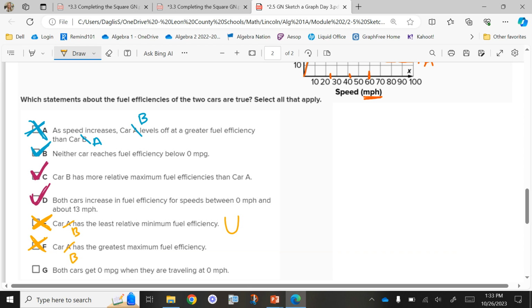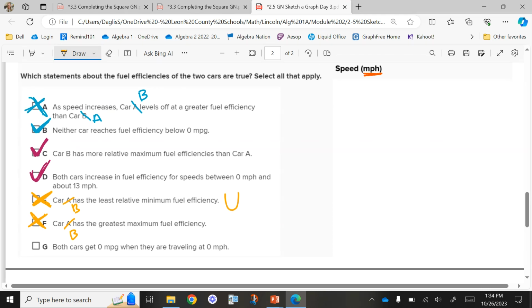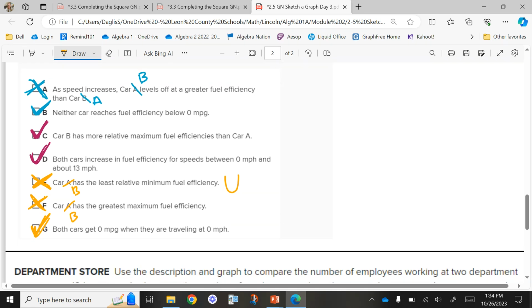Both cars get 0 miles per gallon when they are traveling at 0 miles per hour. Do they both start at 0, 0? Yeah, that's showing where they start. Makes sense, right? If we're not traveling anywhere, are we using any fuel? No, so that makes sense. Okay, here we go. One more.